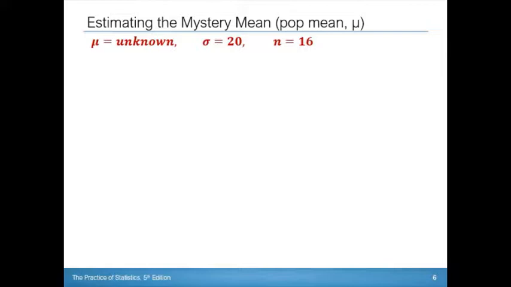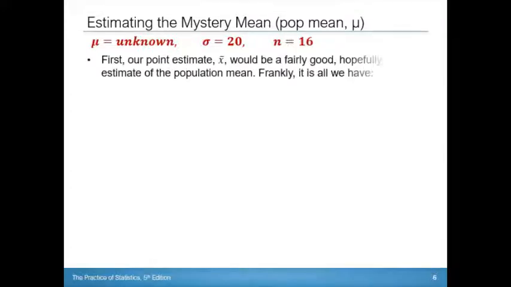All right, so hopefully you've sat and you've thought about it a little bit. This is the data we have. We don't know what the mean is, the mu, the unknown, mystery mean. We don't know what it is. The calculator has it in it, so there is a mean, but we just don't know what it is. We know the standard deviation of the population is 20, and the sample size is 16. So how can we try to estimate what that true mean is?